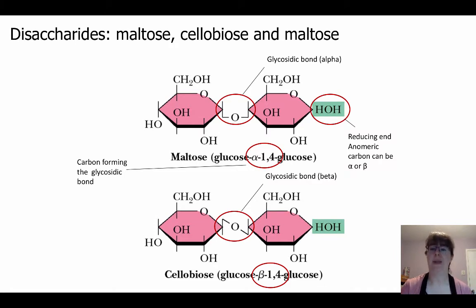Also note that when we're talking about that reducing end, that anomeric carbon could be alpha or beta. So you'll notice that those aren't actually shown in one way or the other. They're kind of shown in this either-or. That's because it can be either or.